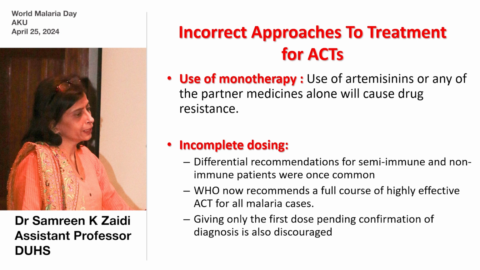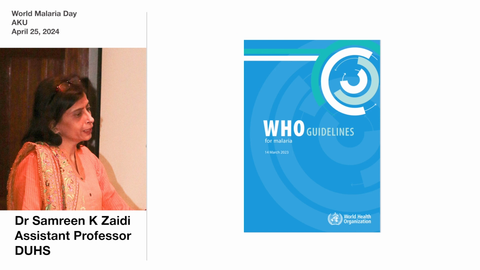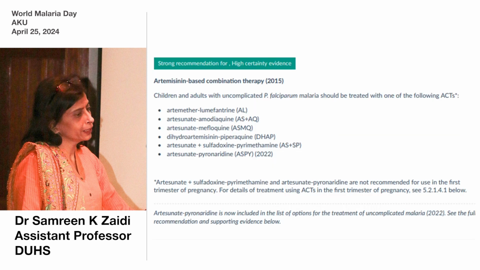And as discussed earlier, giving only the first dose pending confirmation of diagnosis is also not right. That will induce resistance. So just make the diagnosis first and then go for treatment. Whatever we are discussing is taken from the WHO guidelines, which are a modification and upgrade of the 2015 guidelines. The first guideline is the same: artemisinin-based combination therapies should be used for the treatment of uncomplicated falciparum malaria in the pediatric population as well as in adults.